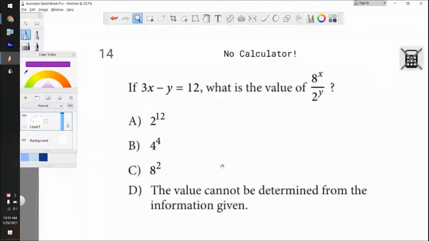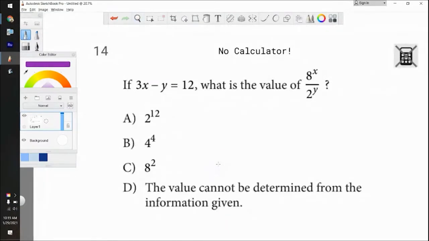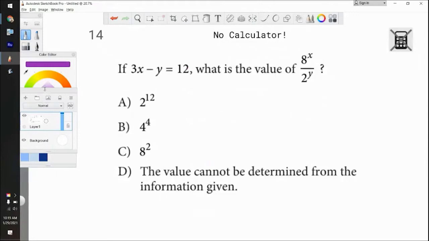Okay, 14 says if 3x minus y is equal to 12, what is the value of 8 to the x over 2 to the y? So there are numerous ways you can do this. I'm going to try to show you the easiest way.